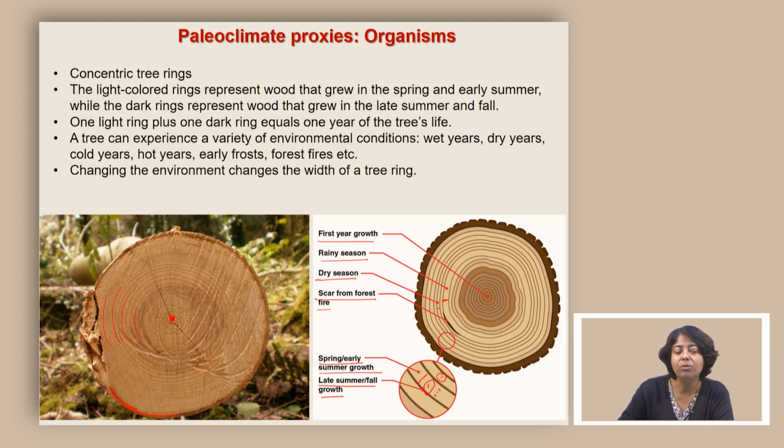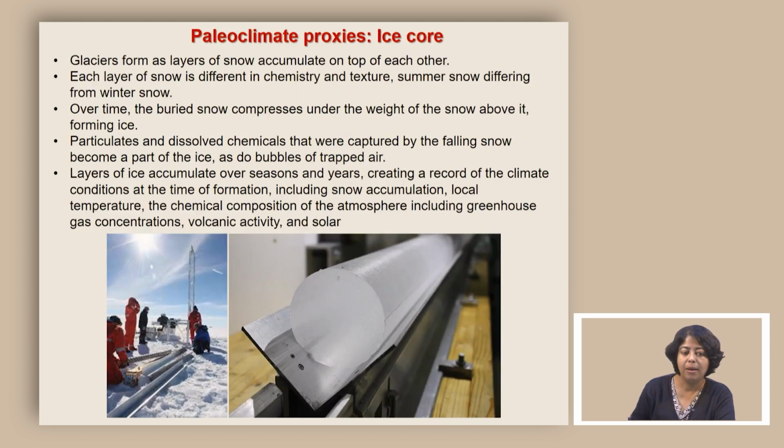Now, we are going to talk about another very interesting source of paleoclimatic information, and that is from the ice. Now, glaciers form as layers of snow accumulate on top of each other. When the snow falls, it is basically some flakes, and they are quite light in nature, but each layer of snow is different in chemistry and texture. Summer snow differs from winter snow, and over time the buried snow compresses under the weight of the snow above it, and therefore creates layers.